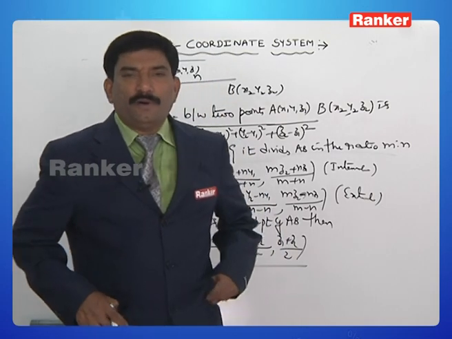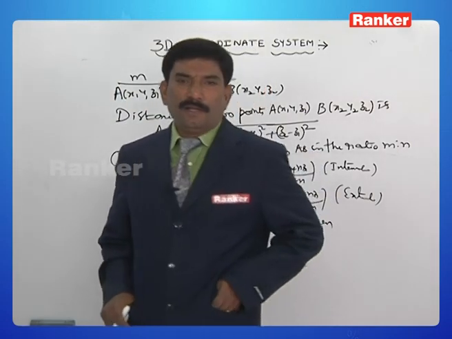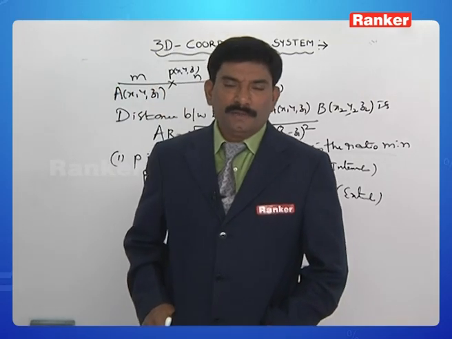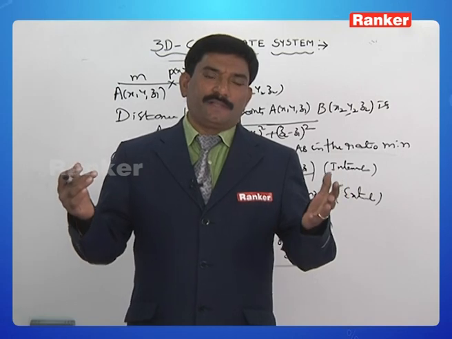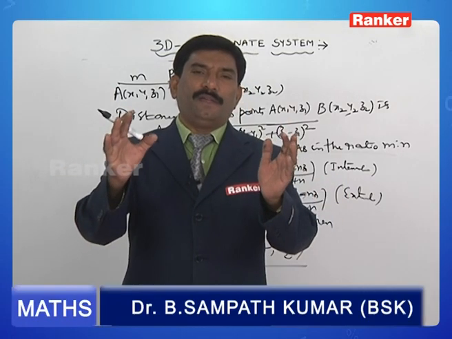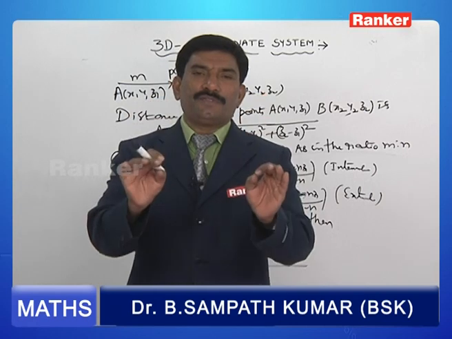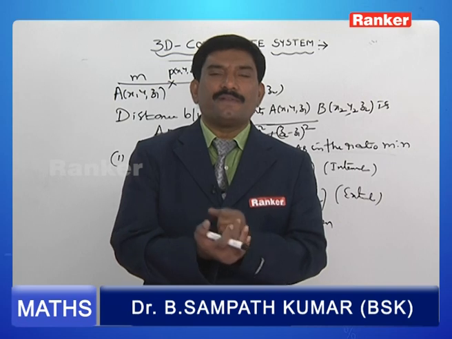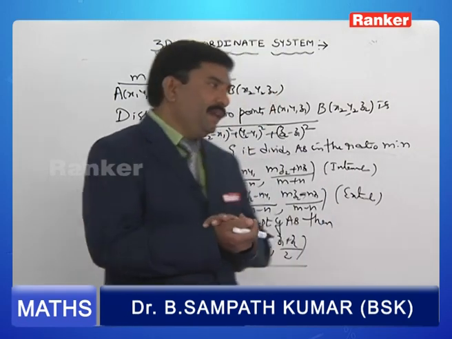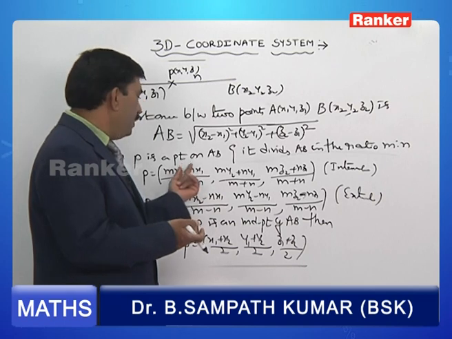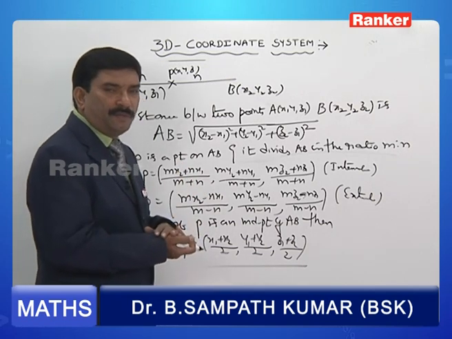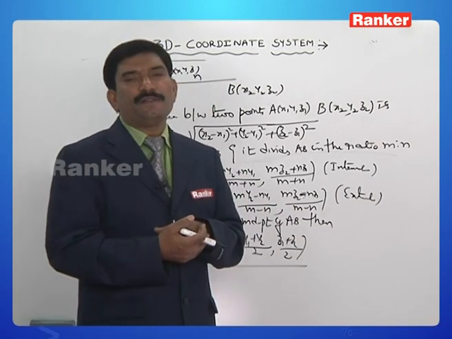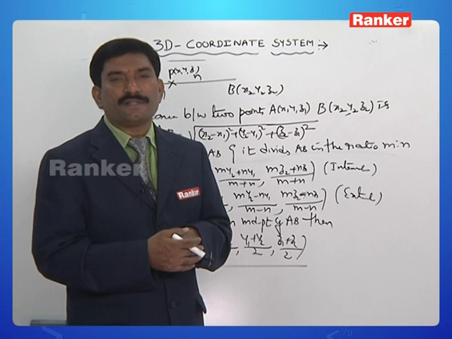Okay, next comes another point. What is that? When P is a point of trisection. You know already the point of trisection, the point which divides AB either in the ratio 1:2 or 2:1. Every such point we call a point of trisection. In the first case, put m is to n equal to 1 is to 2, and in another case put m is to n equal to 2 is to 1. That gives the first point of trisection and the second point of trisection respectively.